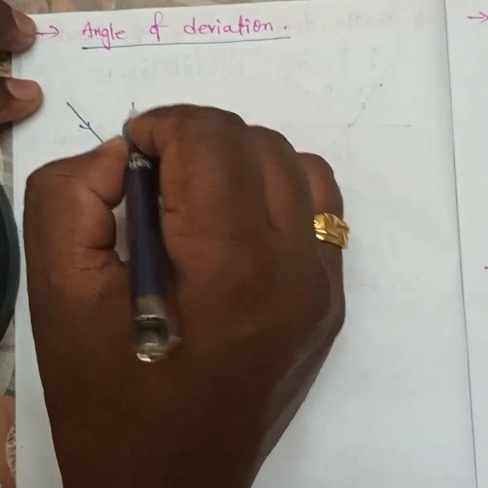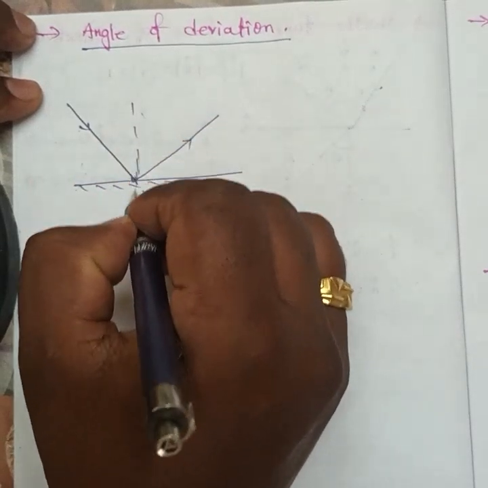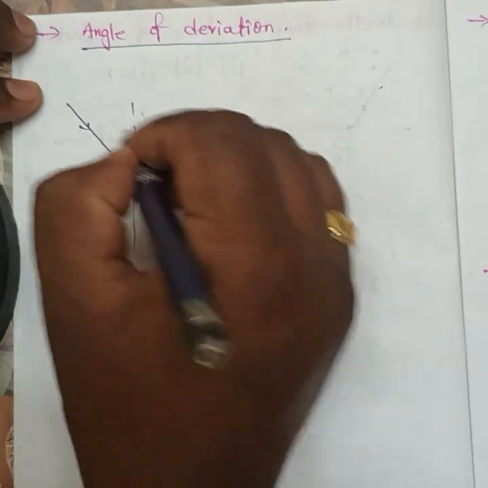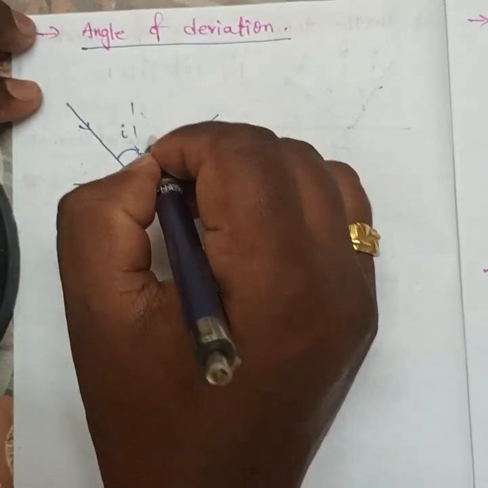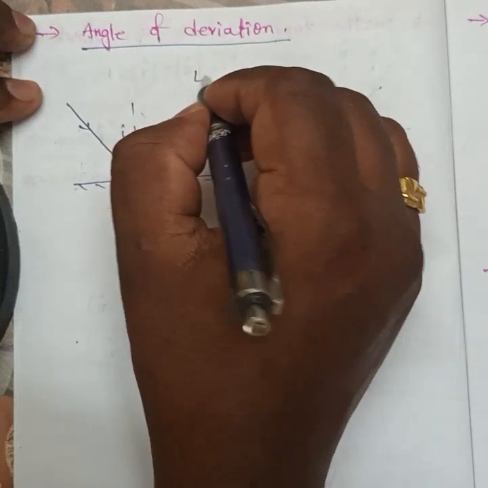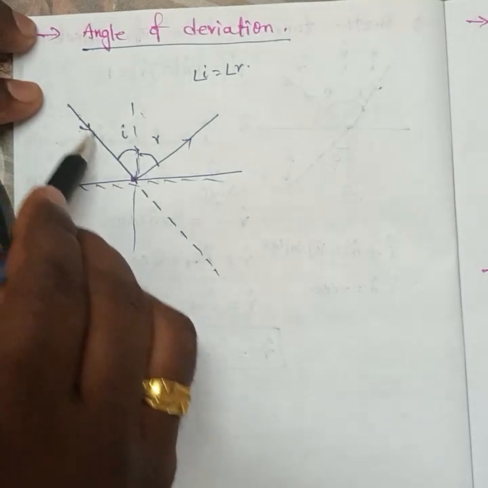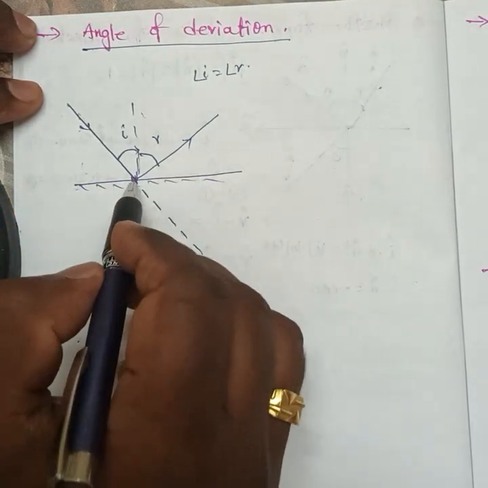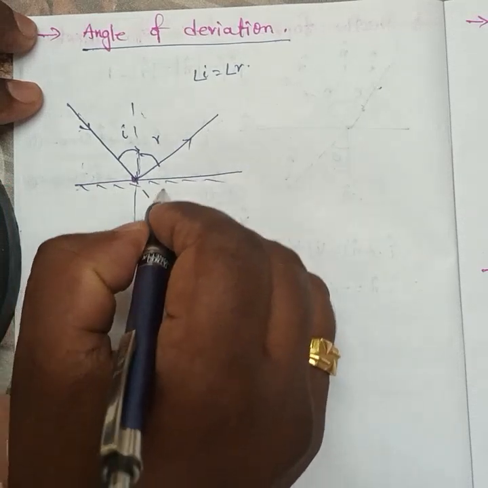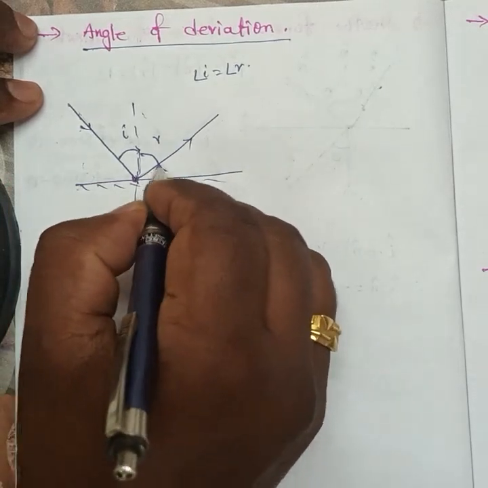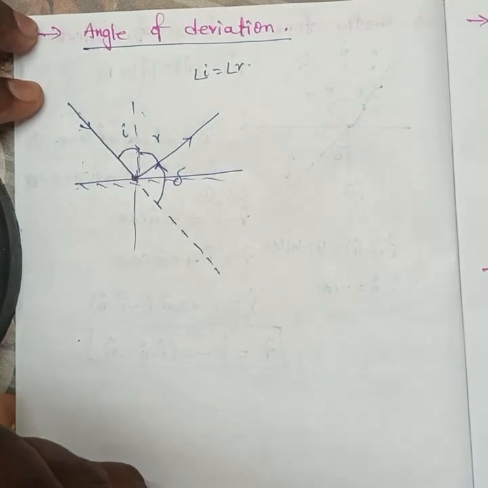At the point of contact we need to make a normal, and there is an angle of incidence, then definitely an angle of reflection. Already we know that angle of incidence is equal to angle of reflection. So this is the incident light ray direction and this is the final light ray direction. The angle suffered by the incident ray due to the reflection is the angle of deviation.